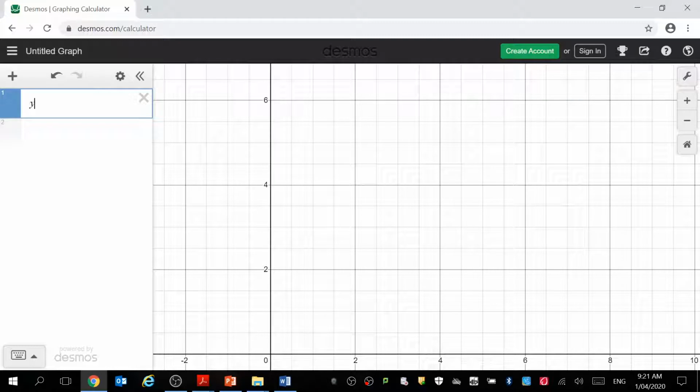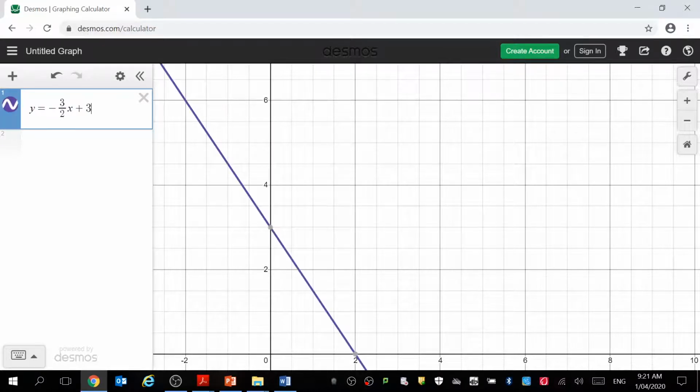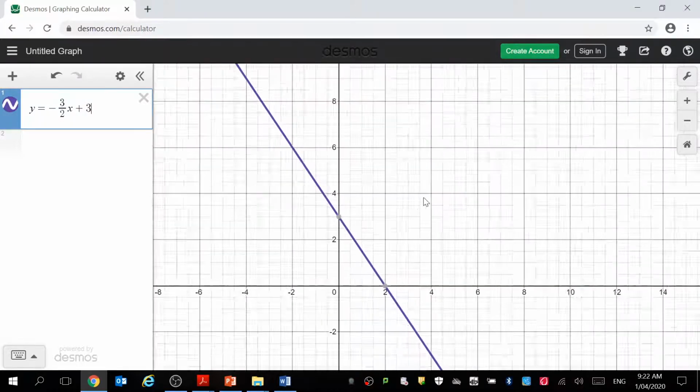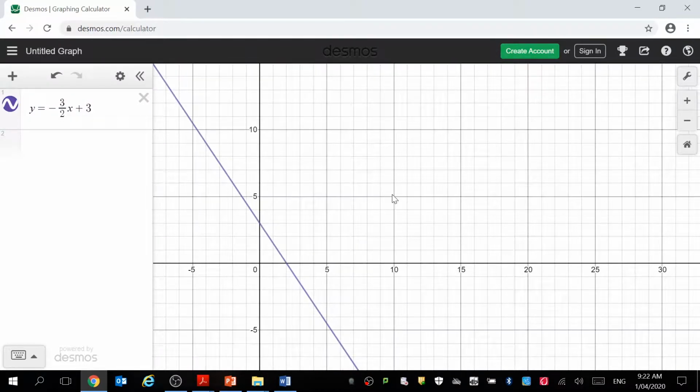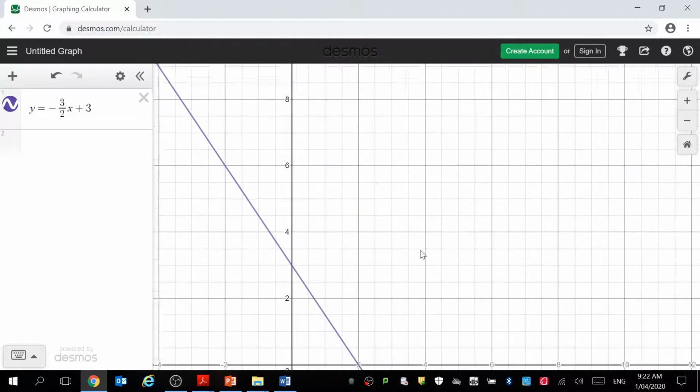Now, watch what's going to happen. Y equals negative 3 over 2x plus 3. Notice how both the points are there, either up 3, back 2, or down 3 and across 2. They both give you points, and they all lie within our line, our straight line, and as you can see, that will go on forever. It has no limits to it. It has no end.